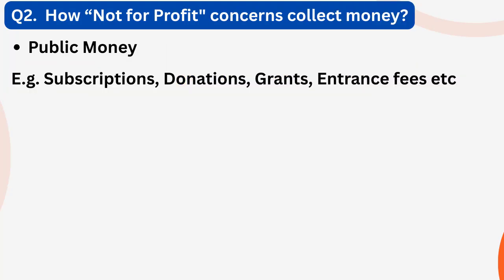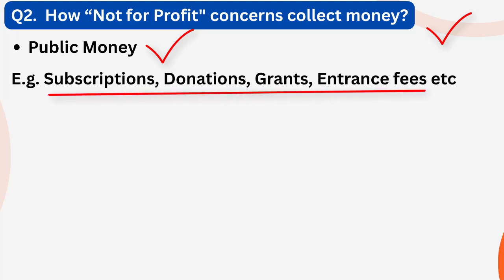Now, the follow-up question to this could be, how do these not-for-profit concerns collect their money? So see, mostly these concerns deal with public money. The money they collect comes in the form of subscriptions, donations, grants, entrance fees, etc. Okay? Now, we just saw a while back that these not-for-profit concerns don't prepare trial balance. They prepare receipts and payment account. So, your next question could be about that.